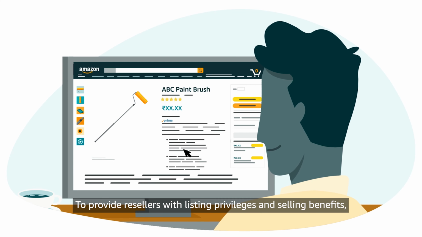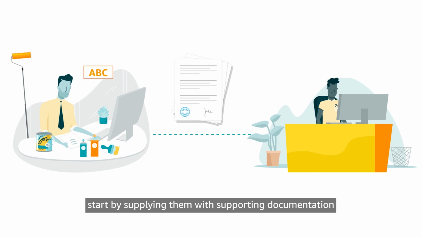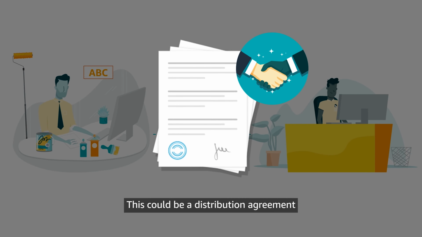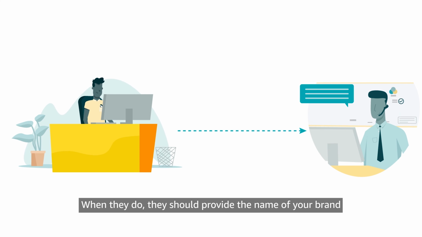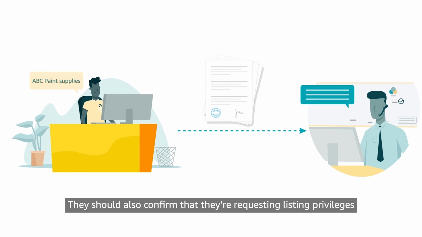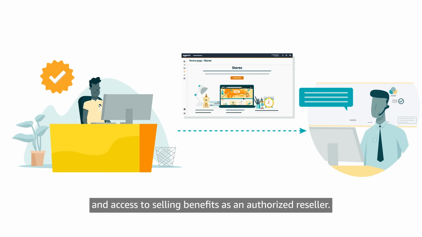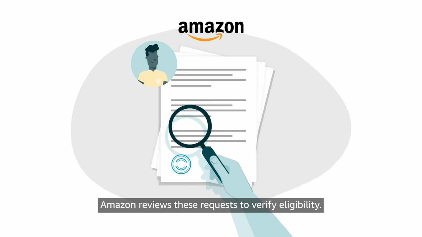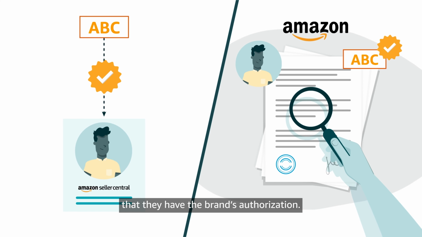To provide resellers with listing privileges and selling benefits, start by supplying them with the supporting documentation that verifies their relationship with your brand. This could be a distribution agreement or other official correspondence. Then ask them to contact seller support. When they do, they should provide the name of your brand and their supporting documentation. They should also confirm that they're requesting listing privileges and access to selling benefits as an authorized reseller. Amazon reviews these requests to verify eligibility. We associate a reseller with a brand only after we've confirmed that they have the brand's authorization.